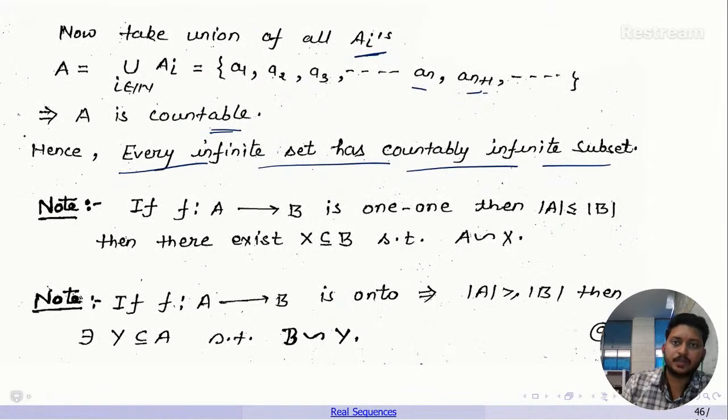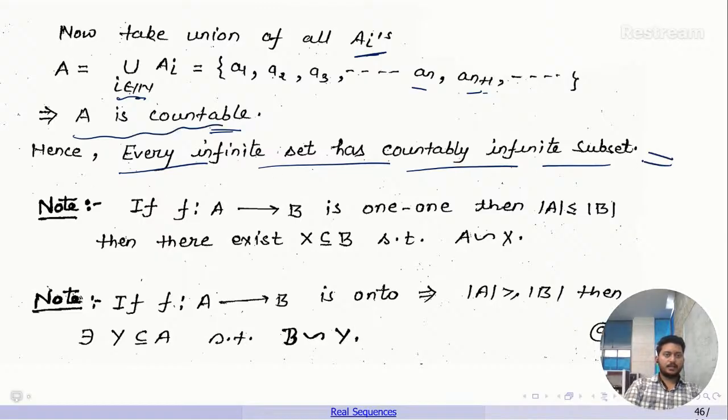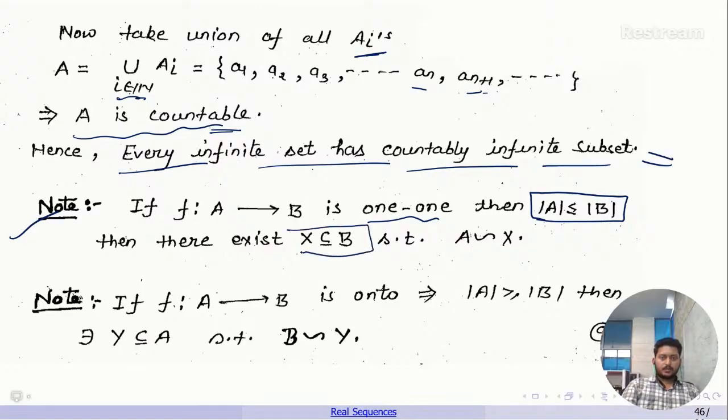In the next part, we say that for the Ai's, when we take the whole union, we can say that it is a countable set. So hence every infinite set has a countably infinite subset. Now here is one more note: if the mapping from A to B is one-one, then the cardinality of A is less than or equal to the cardinality of B. Then there exists a subset X of B such that A is similar to X.